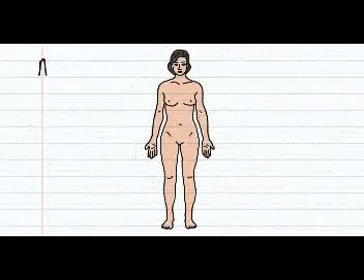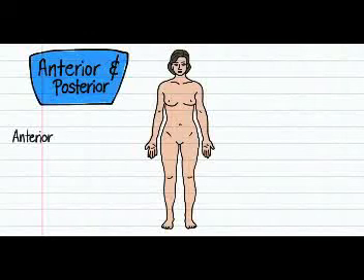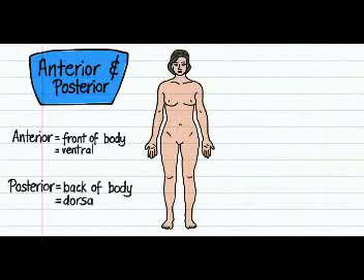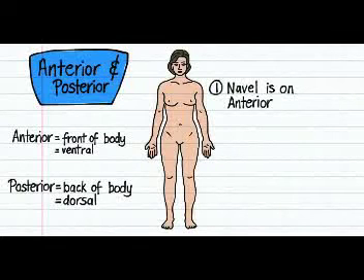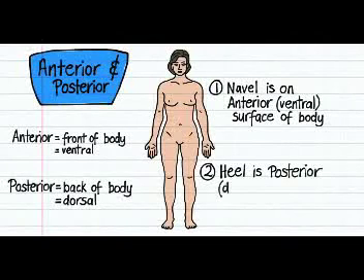Okay, next are the anatomical terms anterior and posterior. Anterior means front of the body, whilst posterior means back of the body. In humans, you can also use the term ventral for anterior and dorsal for posterior. Here are two examples of how you might use the terms anterior and posterior in a sentence. Example 1. The navel or belly button is on the anterior or ventral surface of the body. Example 2. The heel is posterior or dorsal to the toes.